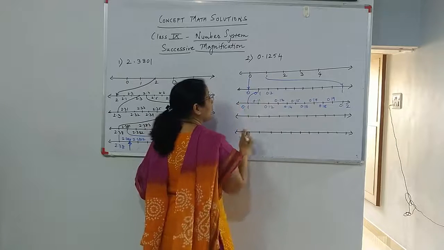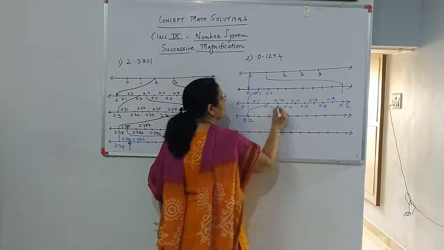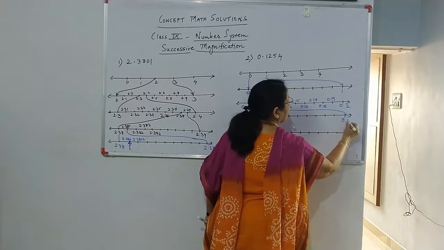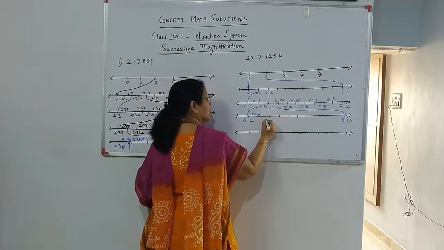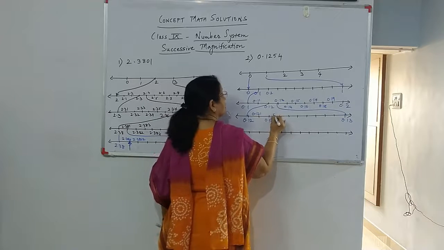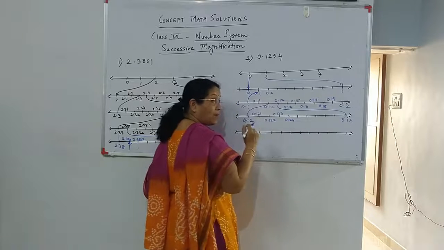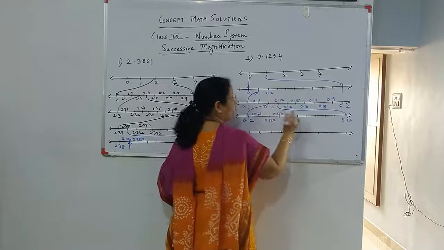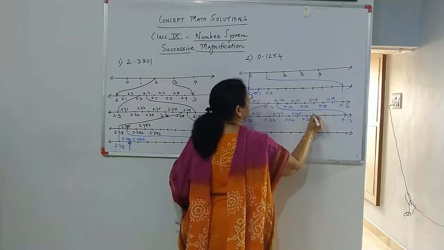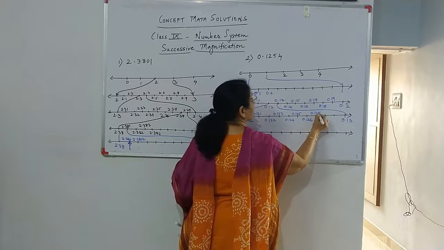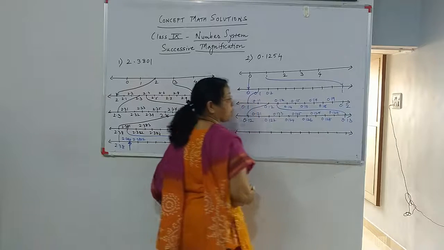Now this is 0.125, so I will magnify 0.12 to 0.13. This is 0.121, 0.122, 0.123, 0.124. If you write one number up, one number down, your diagram looks neat. 0.125, 0.126, 0.127, 0.128, 0.129, and this is 0.13.